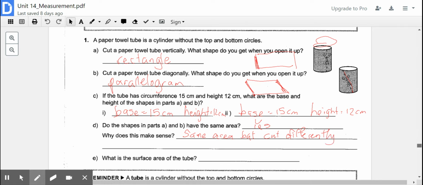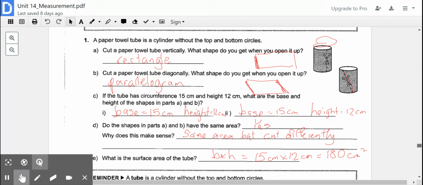What's the surface area of the tube? The surface area is base times height. And base times height would be 15 times 12. 15 centimeters times 12 centimeters equals 180 centimeters squared. Let's remember I'm talking about area. Let's skip down to the next question.